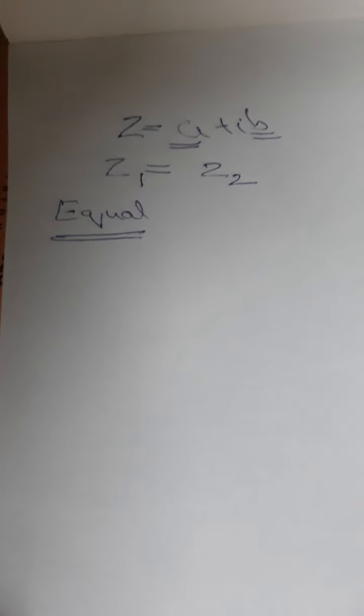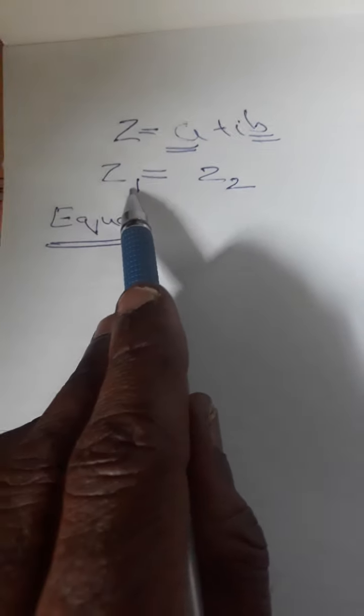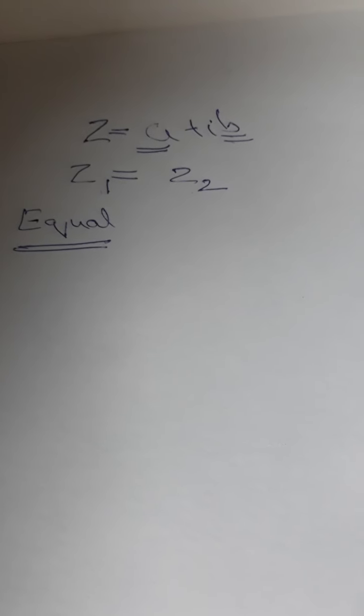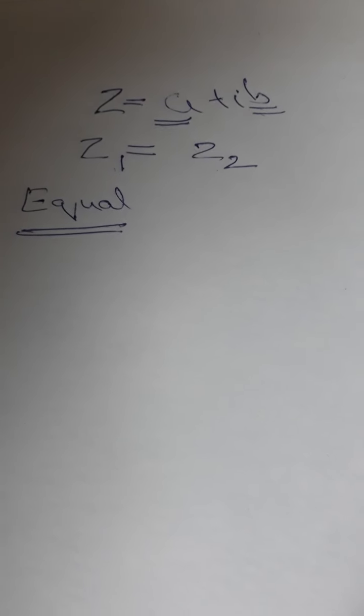Any two complex numbers z1 and z2 are said to be equal if the real part and the imaginary part of these complex numbers are the same. If the real and imaginary parts of the complex numbers are the same, then we say that the two complex numbers are equal.